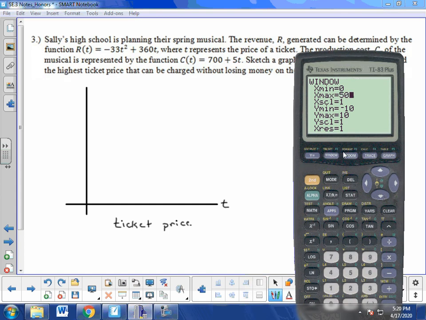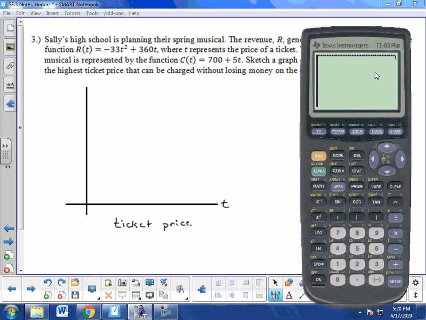I'm going to hit 50 for x max, and then hit zoom and go down to 0 for zoom fit. And then it's going to set my y values for me so my graph fits the x values. What I see here is there's a little bit of a curve up there, but most of it is negative. So I set this way too big. Let me bring my window down. Let's set the X max to, let's bring that down to 10. And now hit zoom fit. And this is better. So I've got a picture for my graph here.